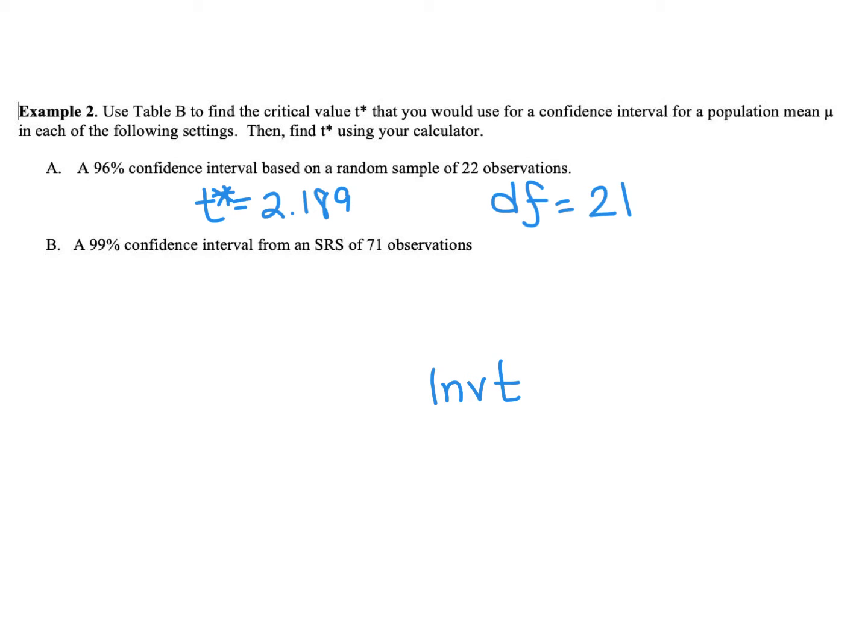I'm just going to talk you through how to do this on your calculator, as my app is not presently working. It's in the same place as inverse norm. You're going to hit second vars for your distributions, and it's option 4, and it's listed as inverse t, it's capital T, and it's going to ask you for both your area and your degrees of freedom.